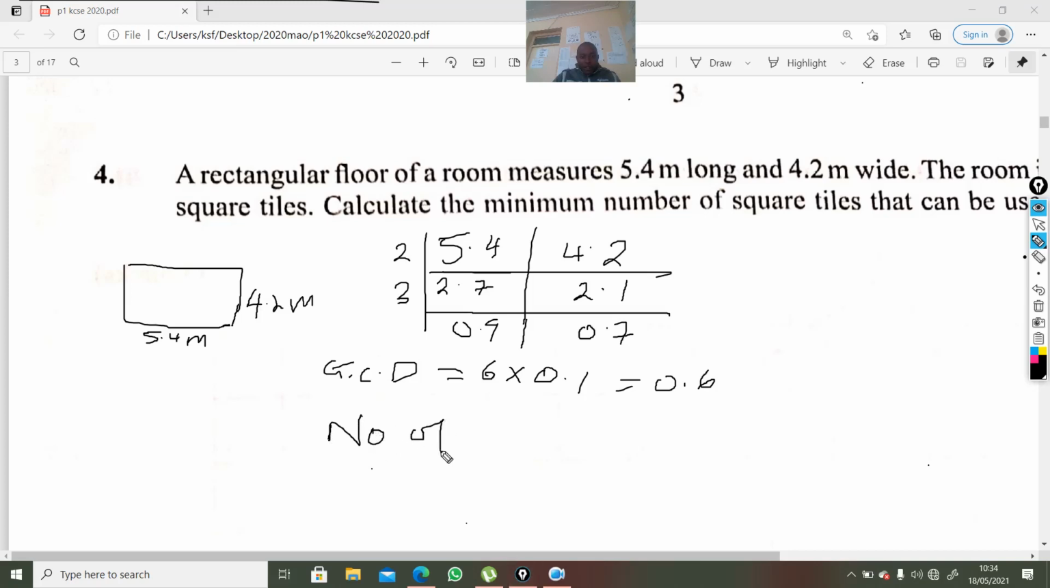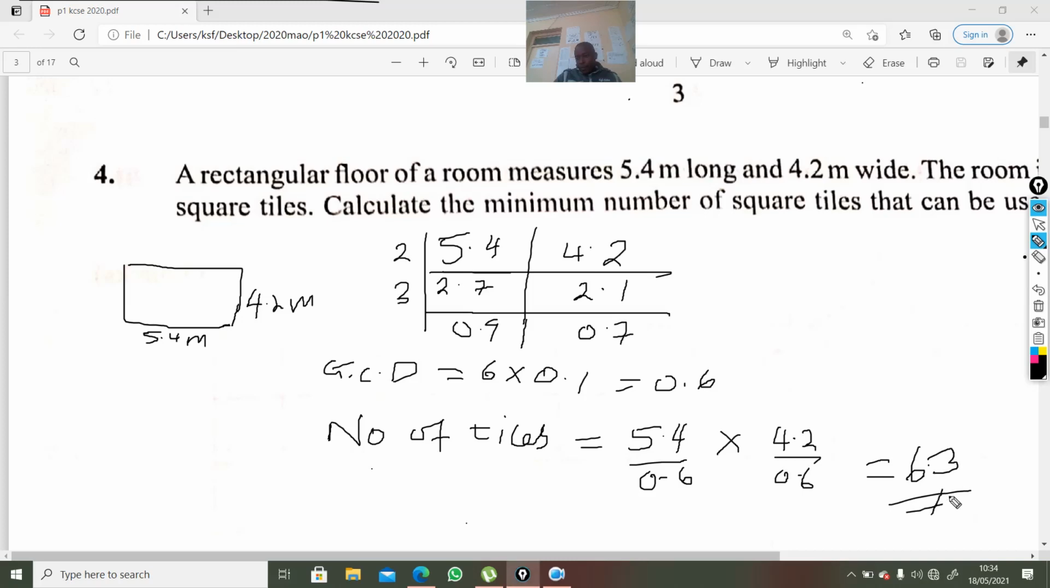So the number of tiles will be equal to 5.4 divided by 0.6, then times 4.2 divided by 0.6. And if you do that, you divide in each case and then you multiply, you'll get 63 tiles. The number of tiles will be 63.